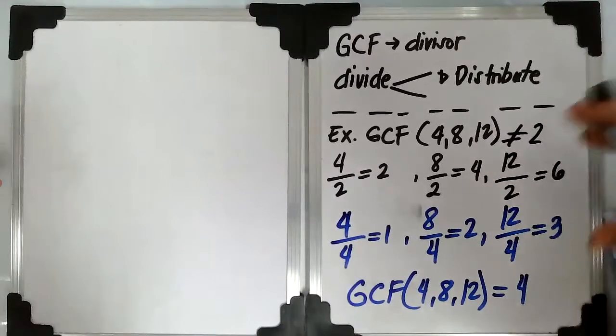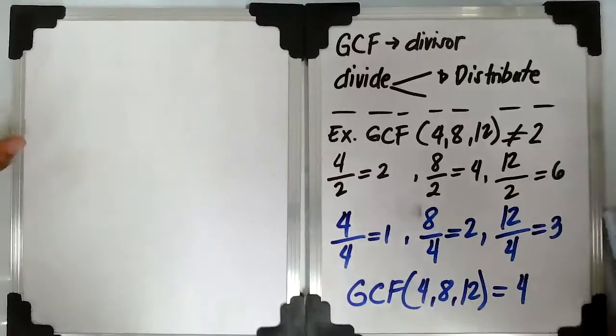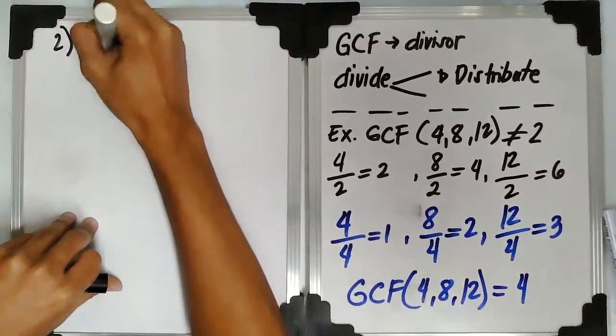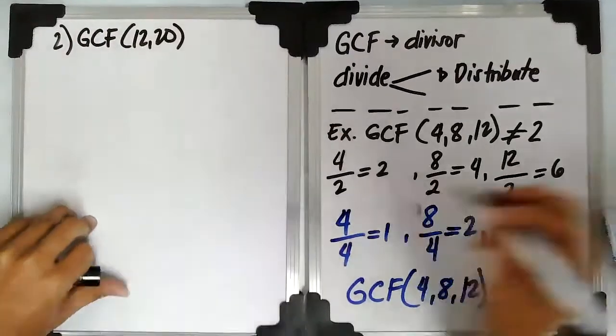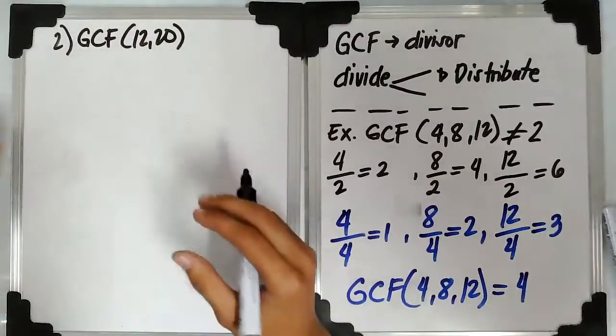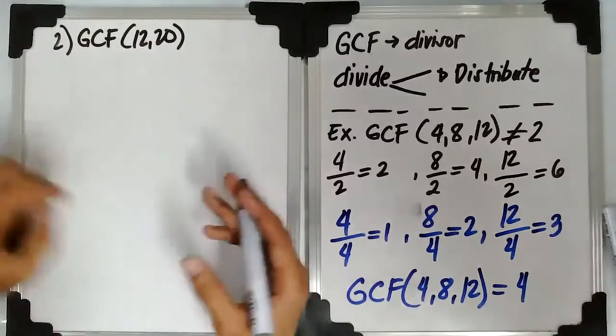In the concept of greatest common factor, we can apply the concept of factoring to easily get the GCF. And when we say factoring, we express a certain number as a product of its prime factors. Let's have example number 2. We're going to get the GCF of 12 and 20. We only have two numbers here, and this time, instead of dividing these numbers by 2 until the result becomes relatively prime, we do the factoring.